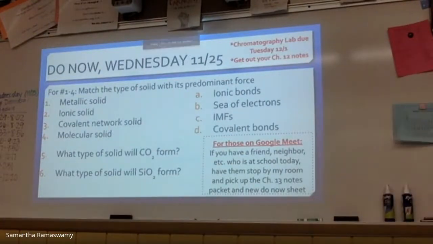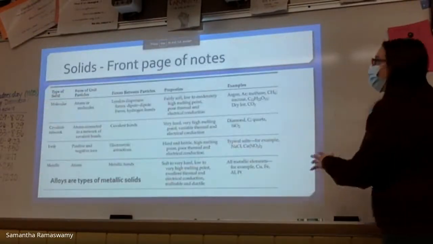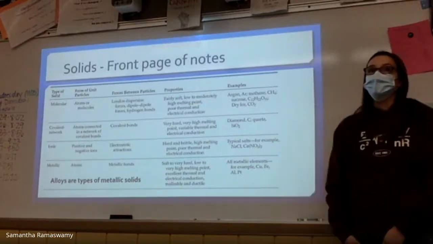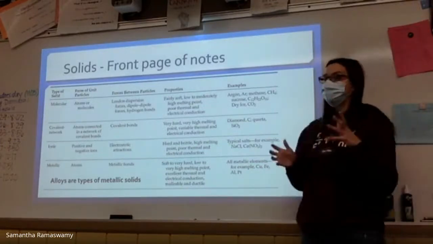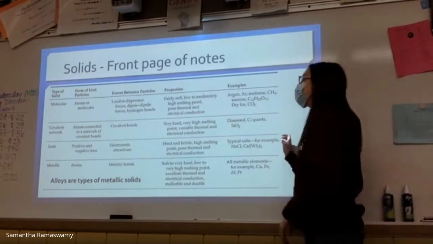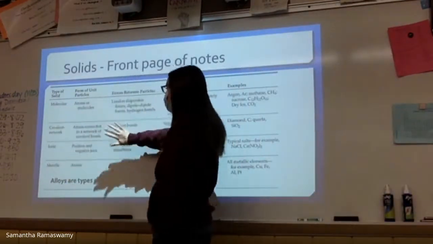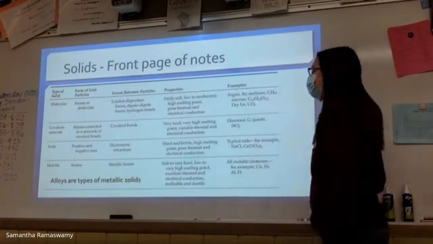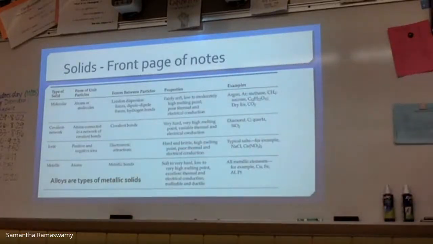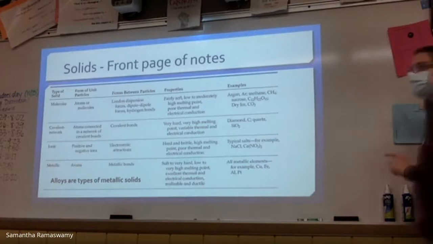Now this table is actually on the front page of the chapter 12 notes. So this is nothing new. This is on the front page of the chapter 12 notes. And it has the different types of solids. So molecular, covalent network, ionic, and metallic. Something that's important to remember is that alloys are types of metallic solids.